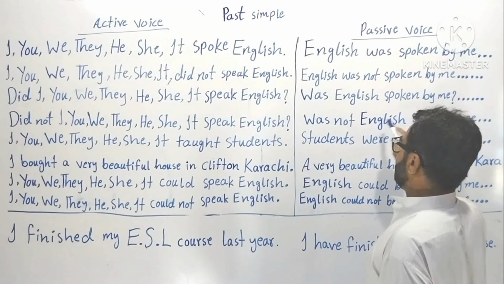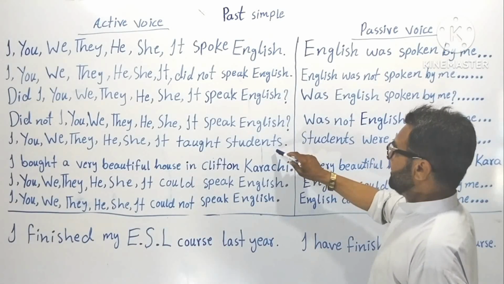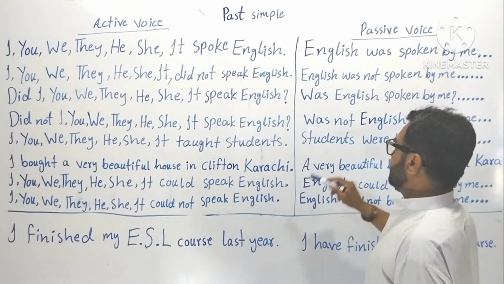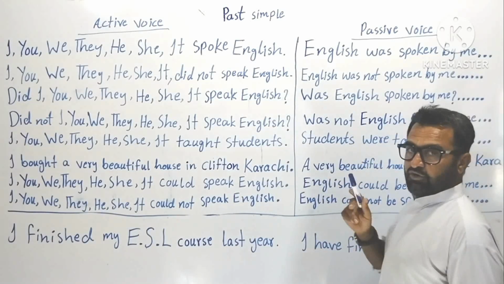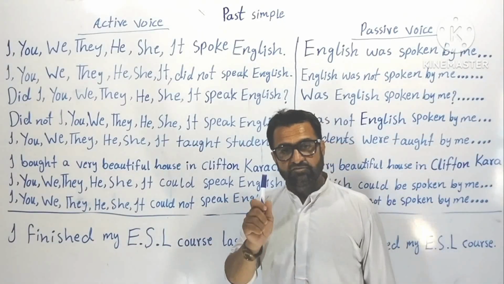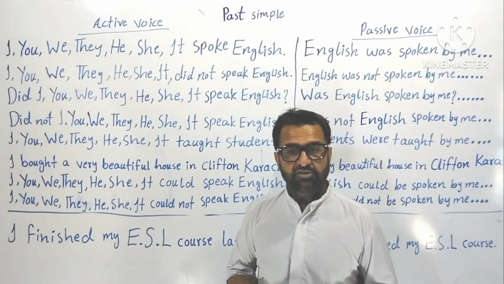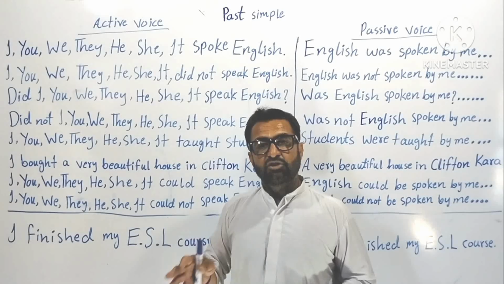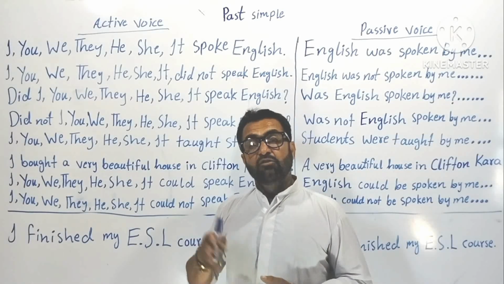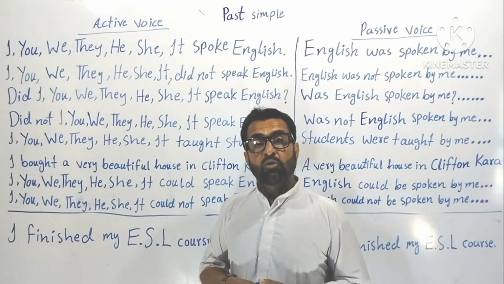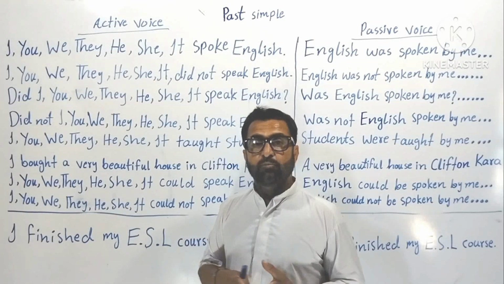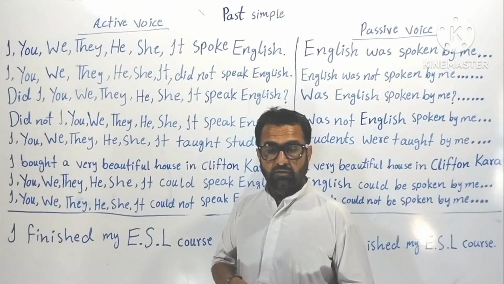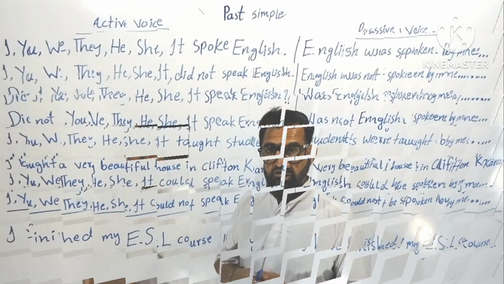But here it is plural. You see, students, not student. That's why it should be were. You see, here it is were. Students were. You have to remember this, okay? It's very, very important. Understood? With singular subjects, we use singular verbs. With plural subjects, we use plural verbs. Okay? For past simple, and for other parts of the tenses also. But here you have to remember this, okay?